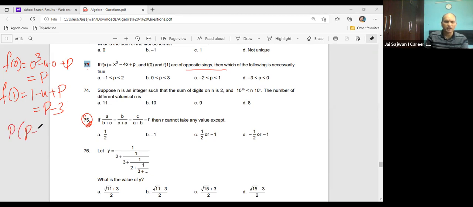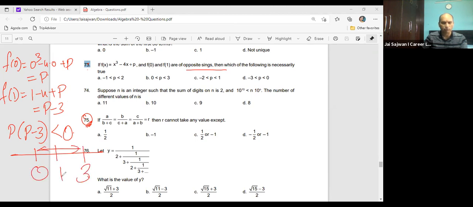But one thing is clear, if one is positive and one is negative, the product will come out to be negative. So for the product of two values coming out to be negative, let's put them equal to 0. One will come out to be 0 and the second will come out to be 3. Let's take a number in between, say 1. So 1 into 1 minus 3 is minus 2, which is negative. So P is a value which lies between 0 and 3. I hope it is clear. So my answer will be P is going to lie between 0 and 3. Fine. So try to solve question number 75 now.